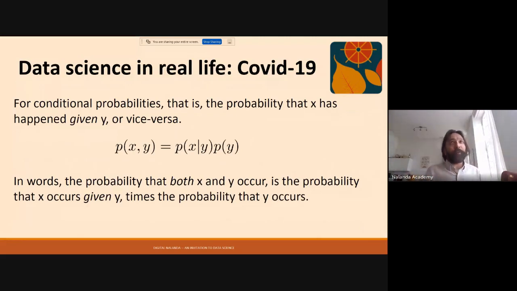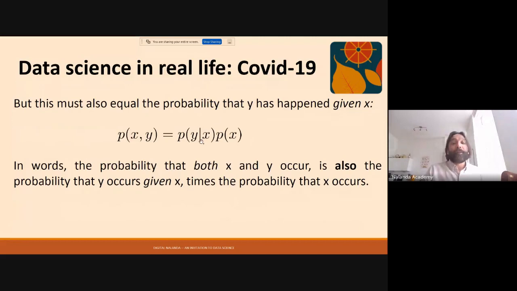So let's say we're asking for the probability that both India wins the World Cup and Rishabh Pant has an average of over 50. If both are true, that probability must equal the probability that India has won the World Cup given that Pant has had an average of 50, times the probability that Pant has an average of 50, or the probability that Pant has an average of 50 given that India has won, times the probability that India has won. Maybe that's a little too abstract, and maybe not a good example.